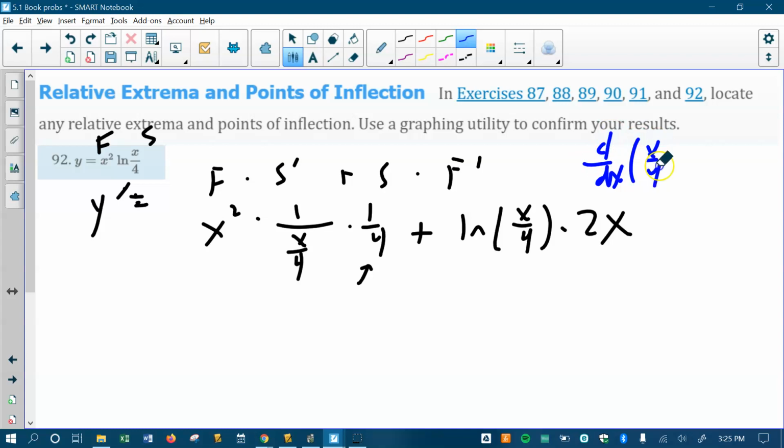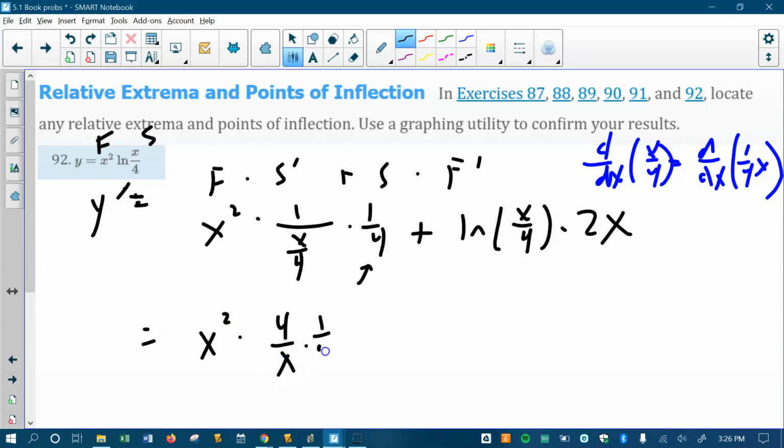d dx of x over 4 is equal to the same thing as d dx of 1/4 x, which is 1/4. It's the slope of a line. Okay, so that's equal to x squared times 4 over x times 1 over 4. It's 4 over x because it's the reciprocal.